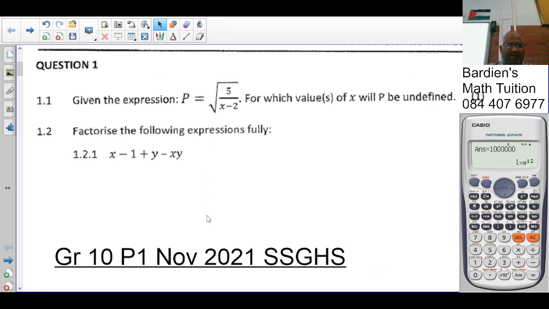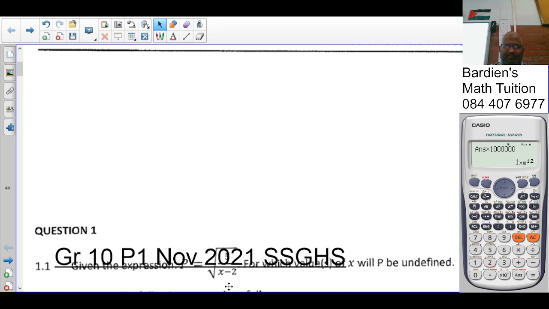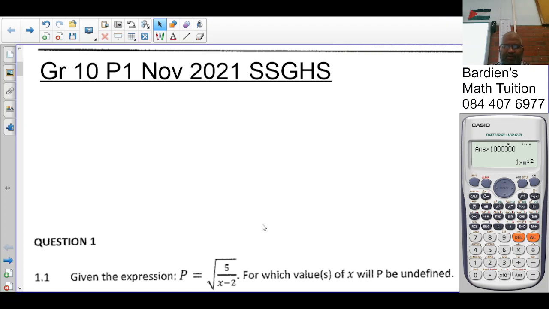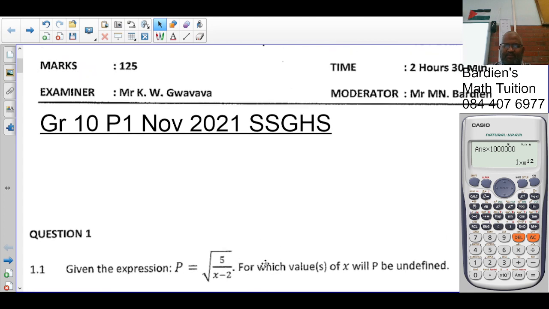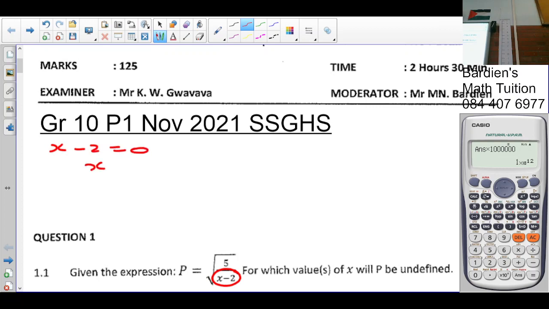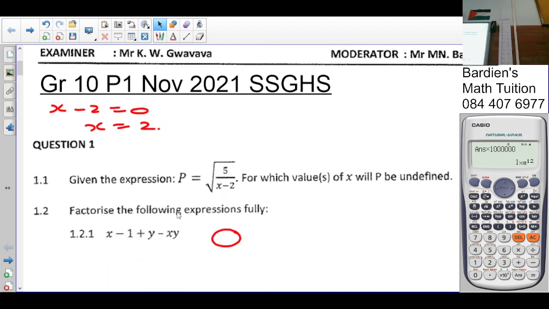Question 1. We are told, given the expression P of x is equal to the square root of 5 over x minus 2. For which values of x will P of x be undefined? So when would this be undefined? It is when the denominator is equal to 0. So if you look at the denominator here, it's x minus 2, so x minus 2 is equal to 0, so x is equal to 2. So for that value of x, it will be undefined. Remember, undefined is when the denominator is equal to 0. Okay. Let's go to the next question.